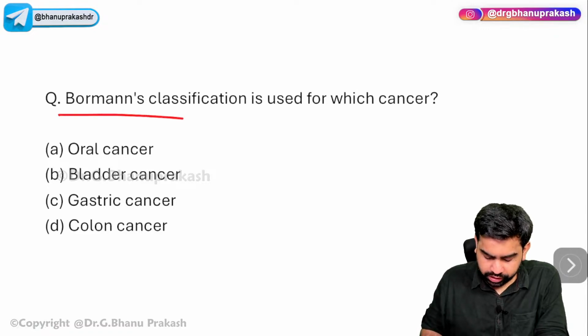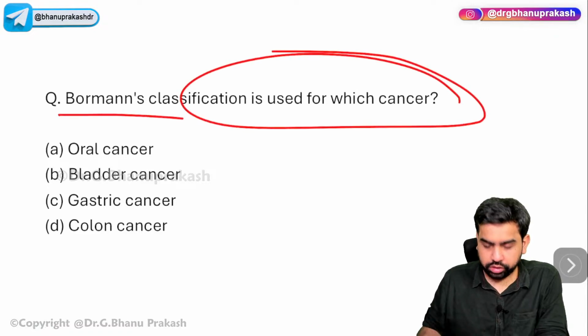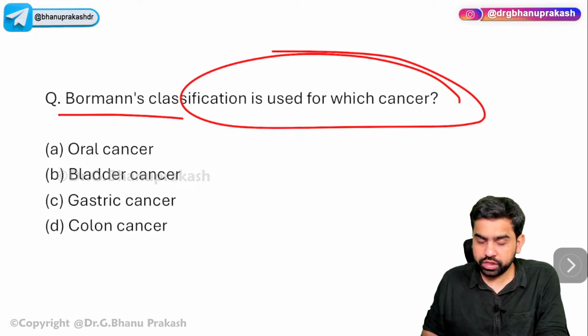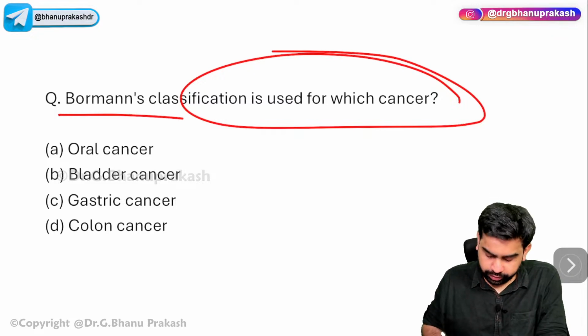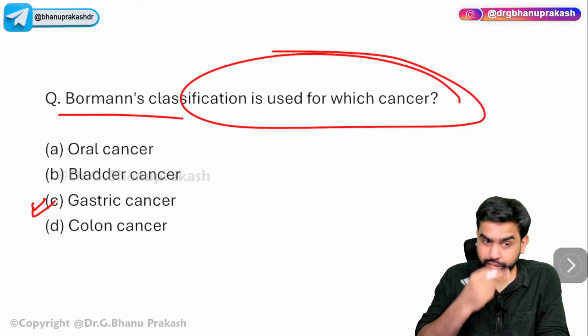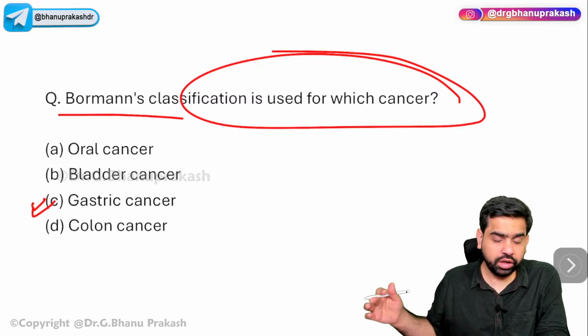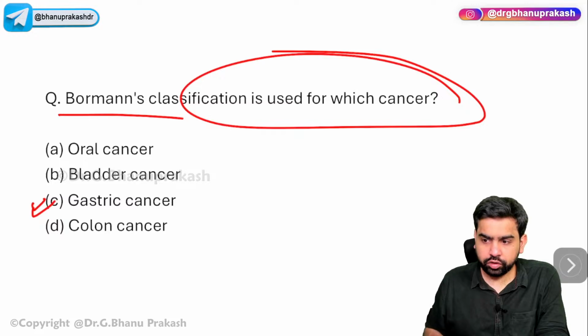Now, Borrmann's classification is used for which cancer? Can you please tell me? It's again a very, very simple question. It is used for gastric cancer. In gastric cancer, we have a few classifications, so let's talk about that.